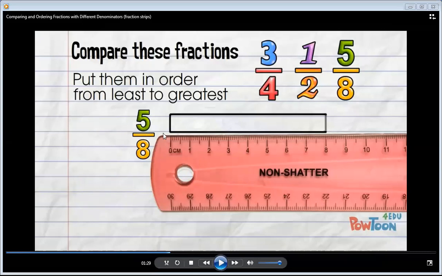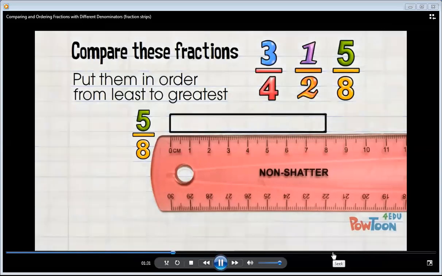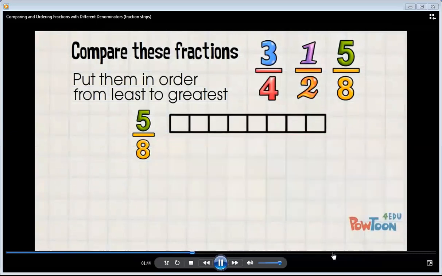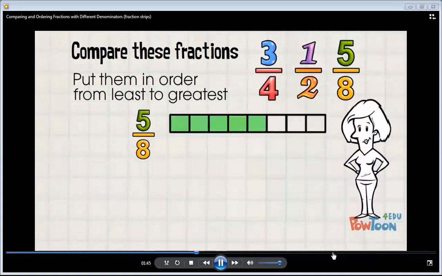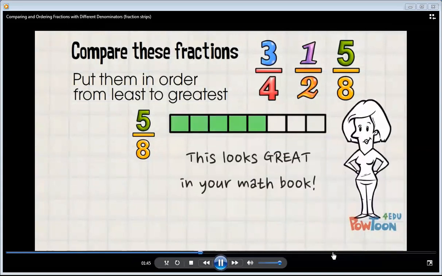Because here we have 8 in the denominator, that means we have to divide the fraction strip into 8 equal parts, 8 centimetres long, or 8 squares long if you happen to have squared paper in your math book. Each centimetre is 1 part out of 8. Now I colour in the fraction value 5/8. If you colour in your fraction strips carefully, it looks great in your math book.